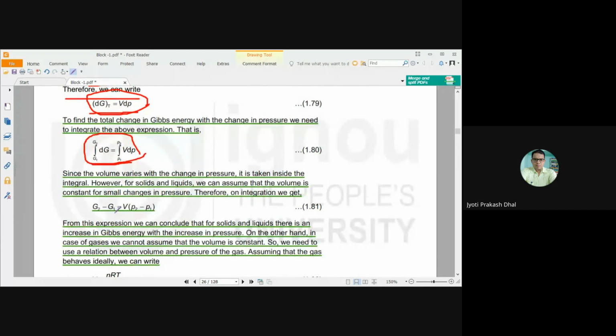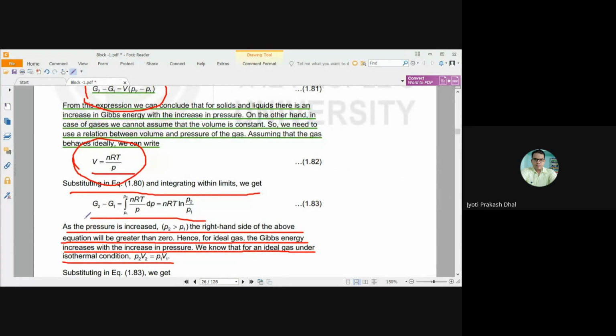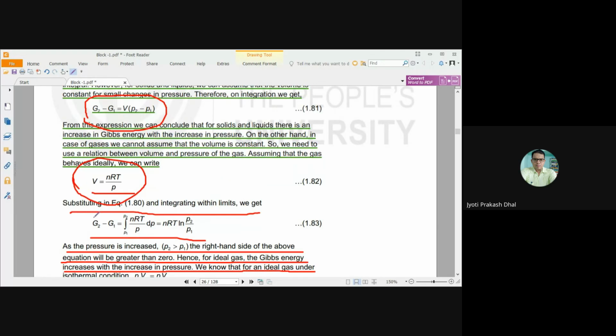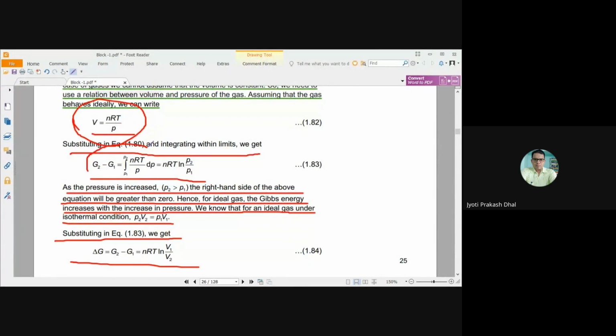The LHS of this equation will be G2 minus G1, and the RHS will be V(P2 minus P1), because the volume is taken as constant, so it can be taken outside of the integral. And again, from the ideal gas equation, we know that V equals nRT by P. Now putting this value, G2 minus G1 equals the integration from P1 to P2 of nRT by P dP. In place of V, we are writing nRT by P.